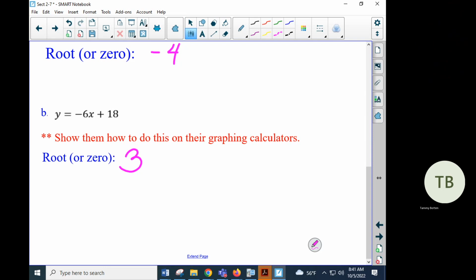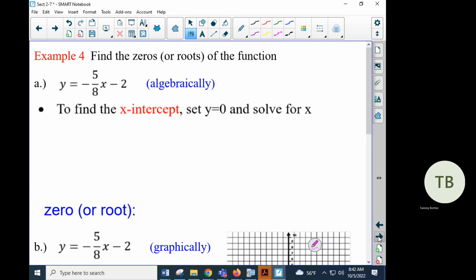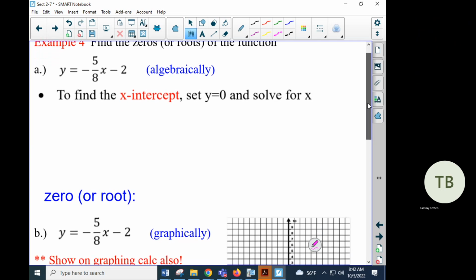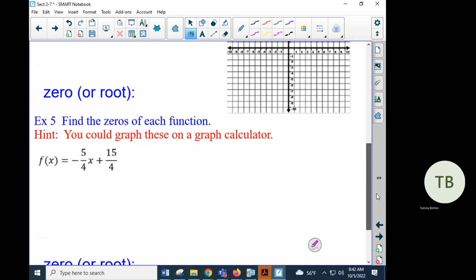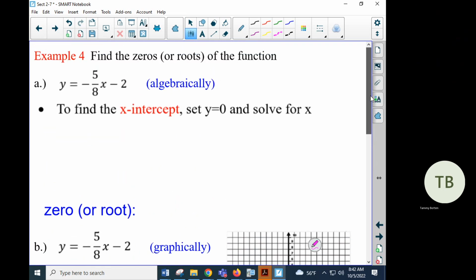Okay. But some kids might say, it's a lot easier to just put 0 in for y and solve for x. I'm just going to do it that way. I'm not going to use a calculator. I'm not going to use graph paper. So you get to choose which way you want to do it. So if we look at this, this is just showing different ways to do this.